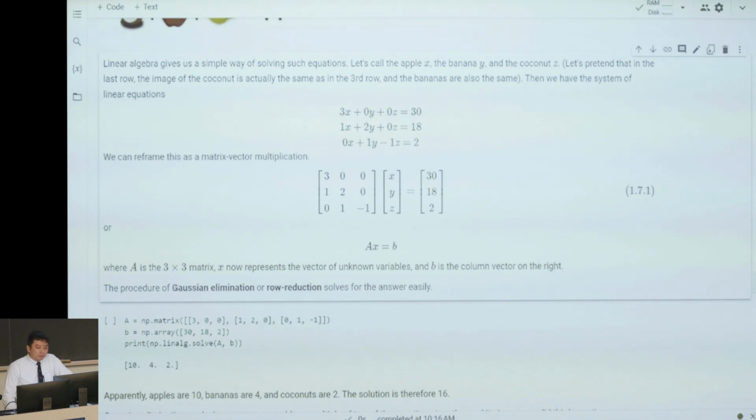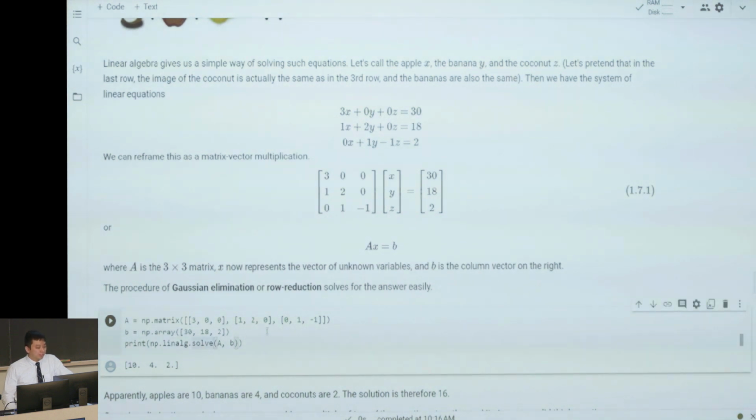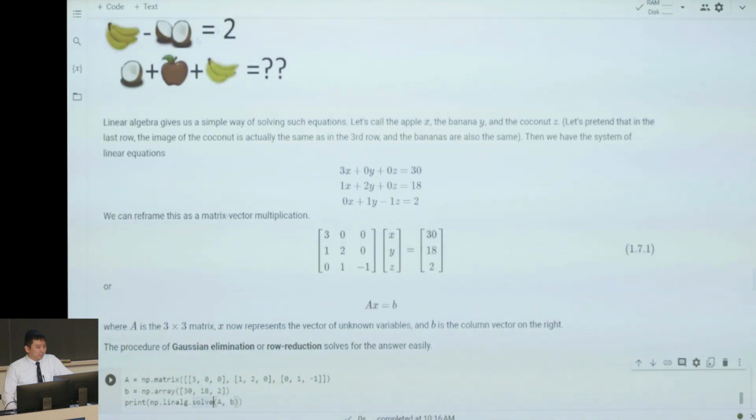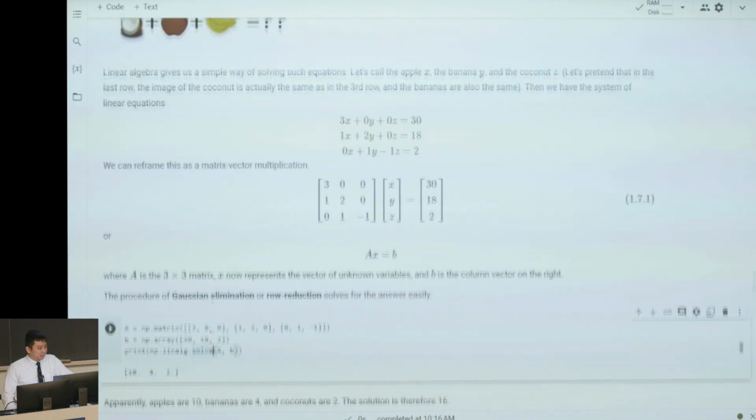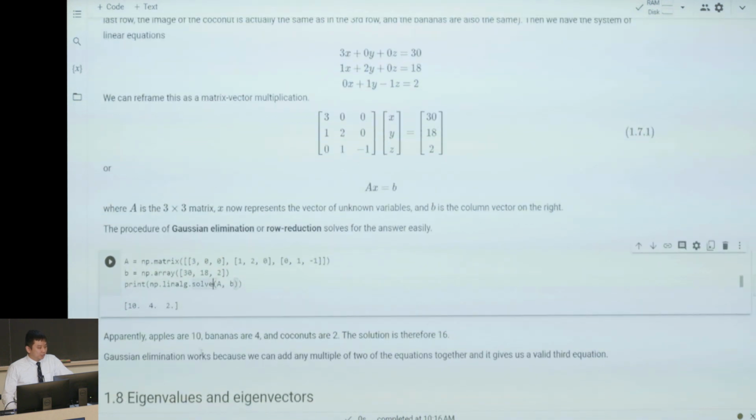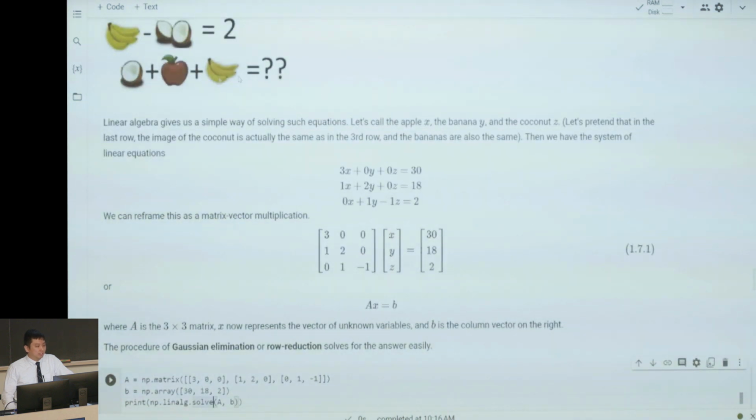And there's an algorithm to take care of this for you. It's called Gaussian elimination or row reduction. In MATLAB, it's, I think, the matrix backslash the vector. In NumPy, you just use this np.linalg.solve. So apparently the solution to this is apples are equal to 10, bananas are equal to 4, and coconuts are equal to 2. And so then this final line gives you 16.